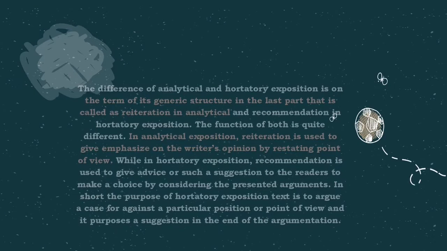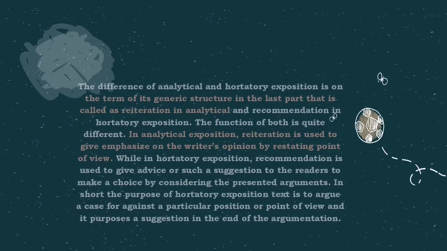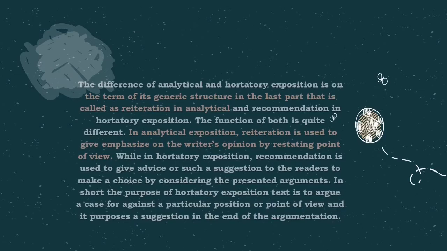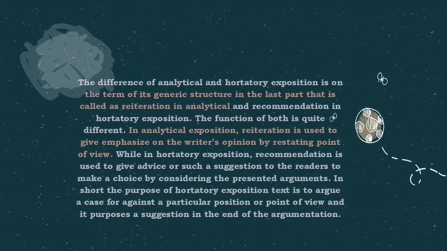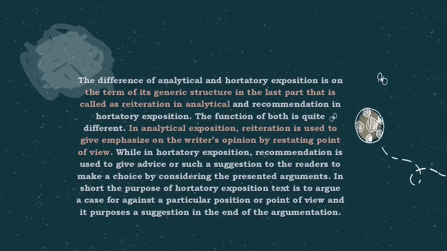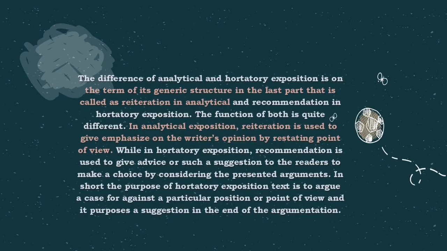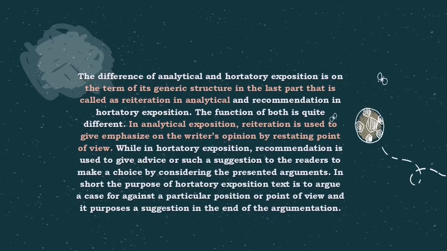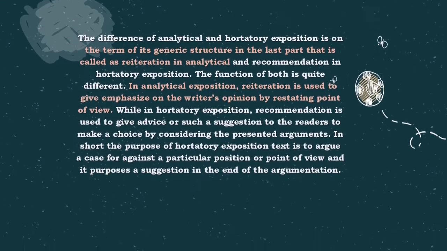In analytical exposition, reiteration is used to give emphasis on the writer's opinion by restating the point of view, while in hortatory exposition, recommendation is used to give advice or a suggestion to the readers to make a choice by considering the presented arguments. In short, the purpose of hortatory exposition text is to argue a case for or against a particular position or point of view, and it proposes a suggestion at the end of the argumentation.